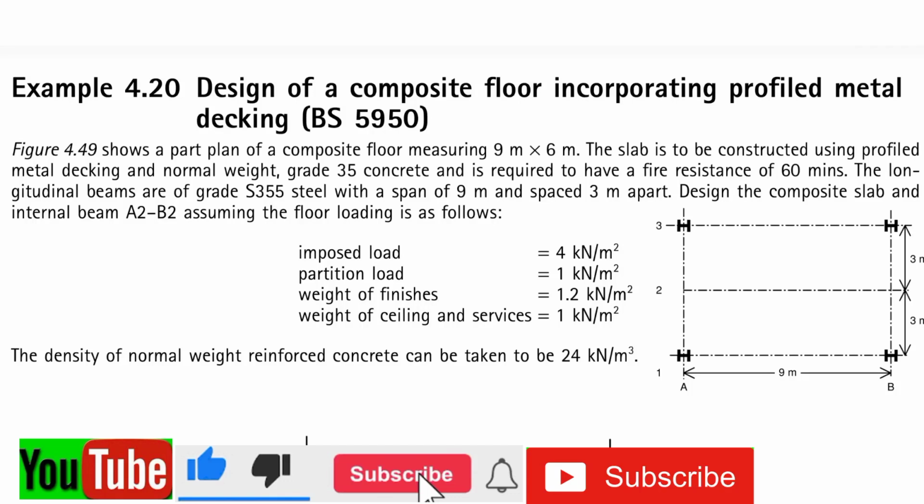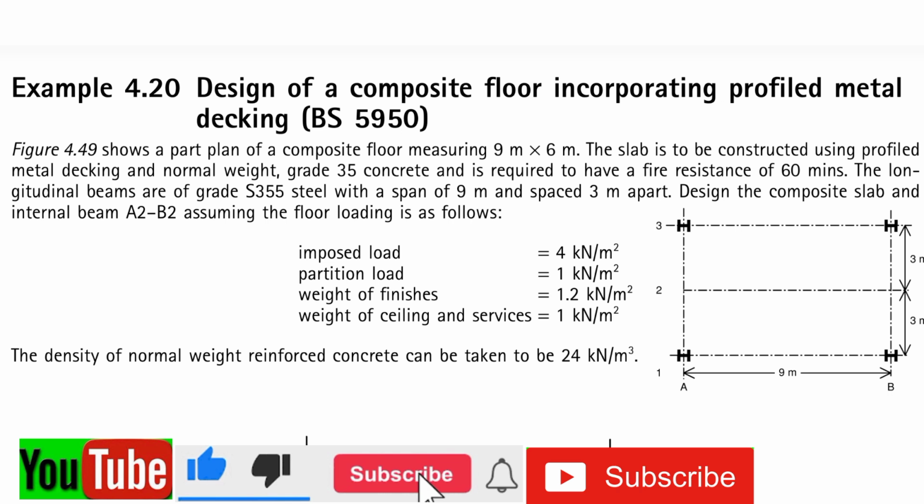In our today's video, we are going to design a composite floor incorporating profiled metal decking. The question says, the figure below shows a part plan of a composite floor measuring 9 meters by 6 meters. The slab is to be constructed using profiled metal decking and normal weight grade 35 concrete and is required to have a fire resistance of 60 minutes.